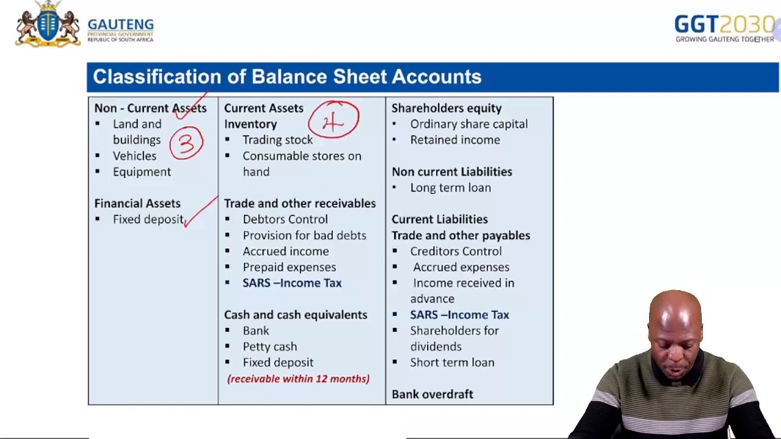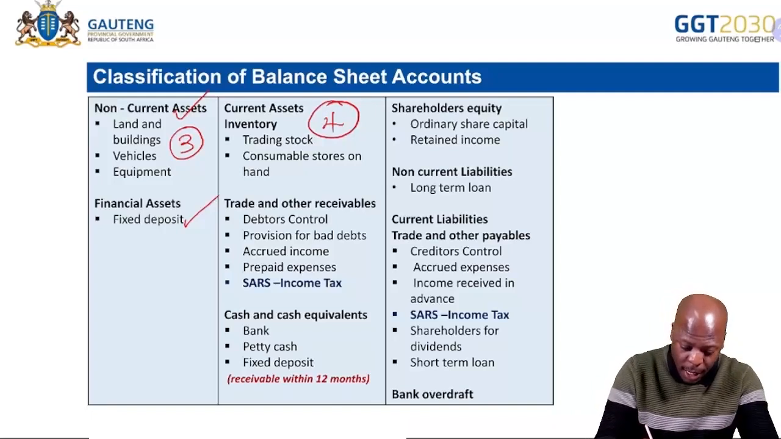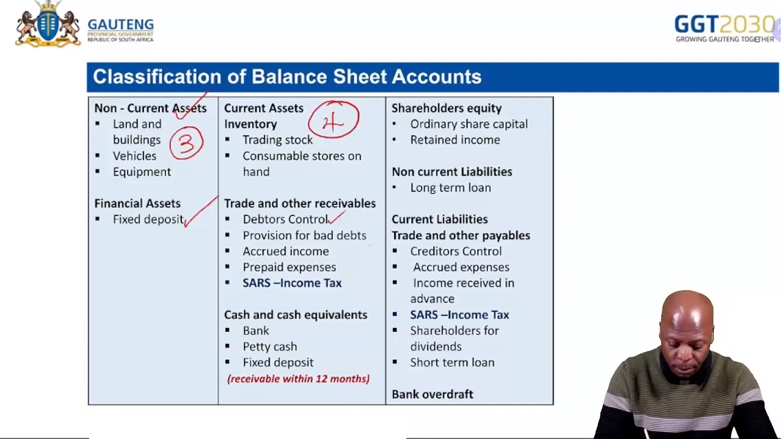And the next one is also what we call trade and other receivables. Now, under trade and other receivables, you'll find your debtors control. You will adjust for provision for bad debts, and then you are going to add also your accrued income.